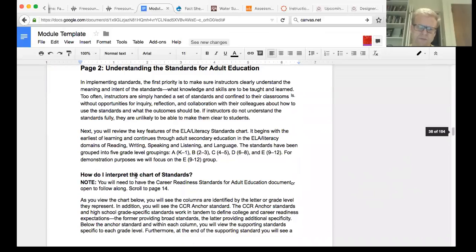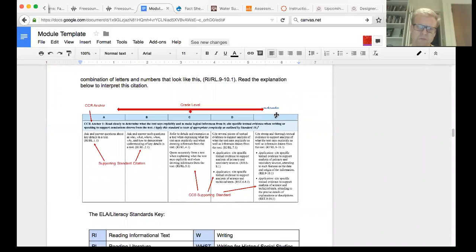So if we go down to understanding the standards, and I know this is hard to see, E would be 9th to 12th grade. And you're basically citing strong and thorough textual evidence to support analysis of whatever the text says explicitly, as well as references drawn from the text. That could be a simple newspaper article from the Daily News that they brought to class, and that's the supporting standard. The main standard is to read closely to determine what the text says explicitly and to make logical inferences from it. It's hard for me to see it.